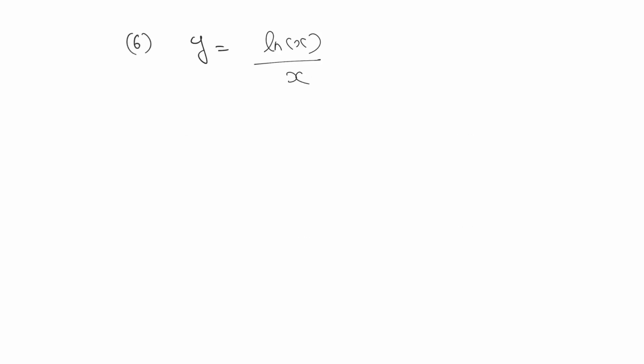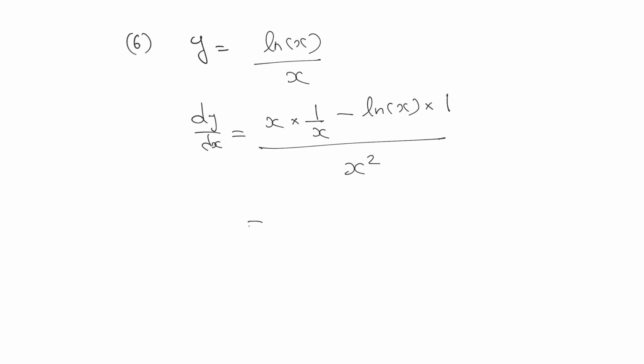We'll take one more example, which is y is equal to ln x by x, and our aim is to find out the value of dy by dx. So you can write by quotient rule denominator, which is x, into differentiation of numerator, differentiation of ln x is 1 by x, minus numerator, which is ln of x, into differentiation of denominator, which is 1, divided by the square of denominator, which we can take as x square. So we can cancel this x and x, so it becomes 1 minus ln of x divided by x square.